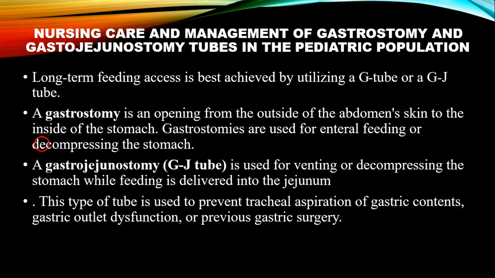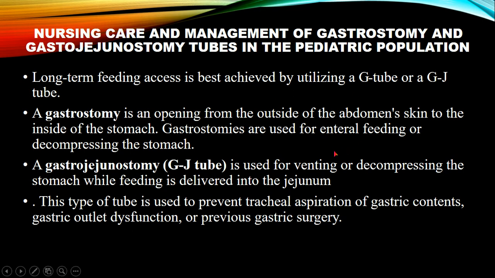Okay. Now, long-term feeding access is best achieved by gastrostomy or gastrojejunostomy. We have two types of tube. One is gastrostomy. Second is gastrojejunostomy. A gastrostomy tube is an opening made from the outside of the abdominal skin to the inside of the stomach. So it is very clear. The stoma is there on the outside of the skin. From the stoma, a catheter is inserted, the gastrostomy feeding tube, and it goes directly to the stomach.